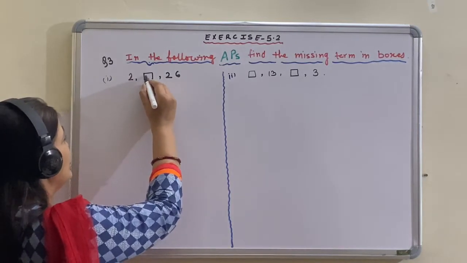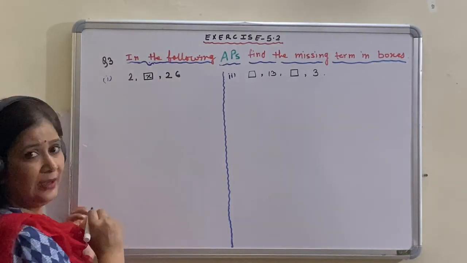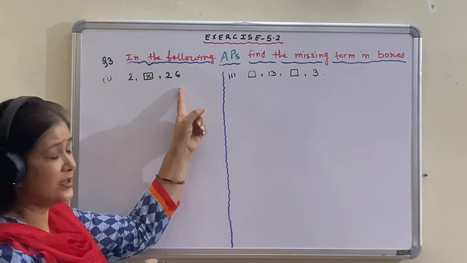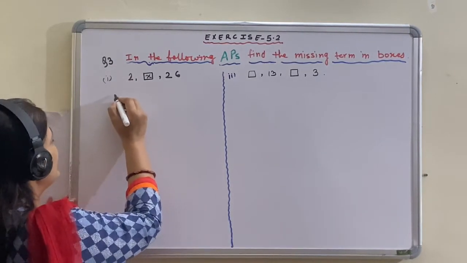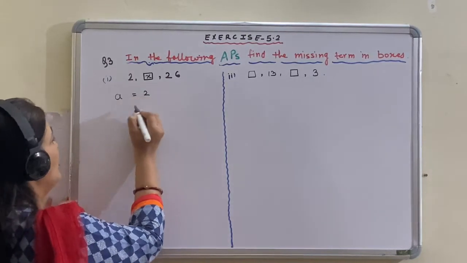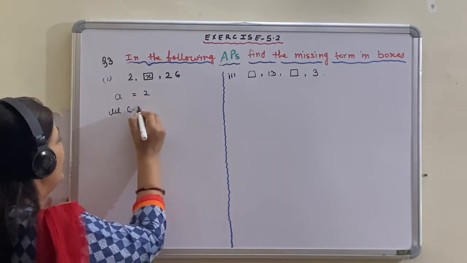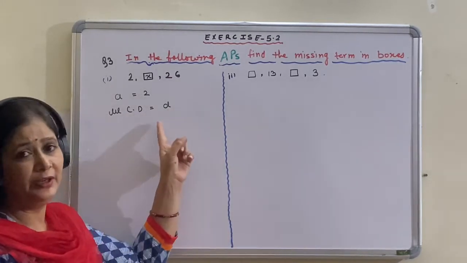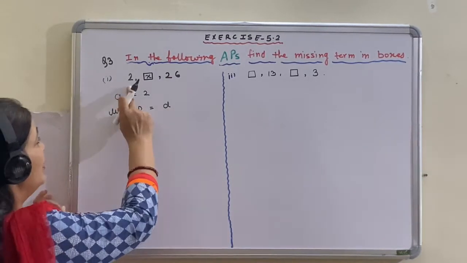Come to the first part. Let us suppose the middle term is x. So it is 2, x and 26. What is the first term? First term a is 2. Let common difference be d. हमने common difference क्या मान लिया? d मान लिया.